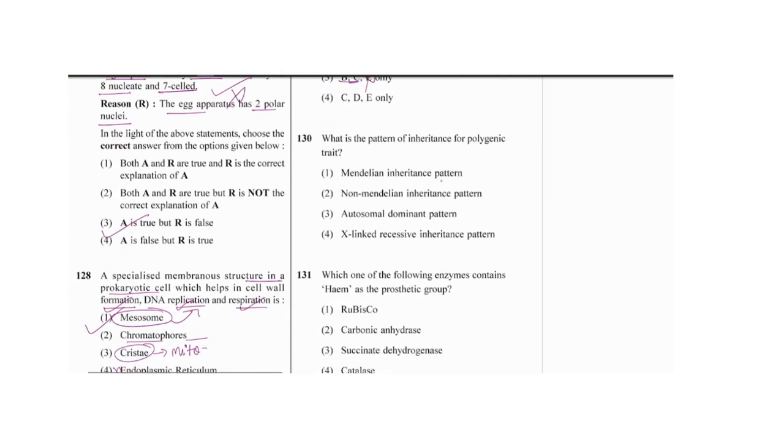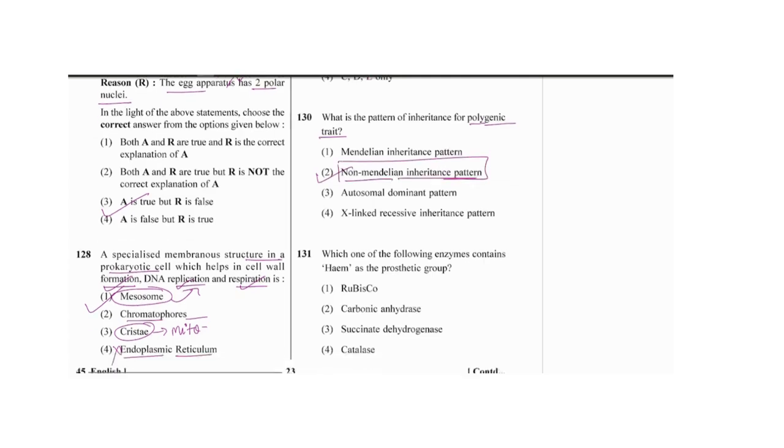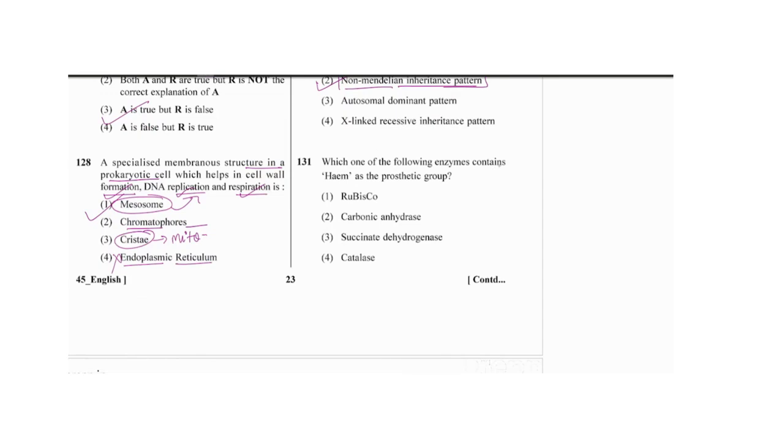And what is the pattern of inheritance of polygenic traits? Polygenic means more than one gene is expressing here. So that is all because of the non-Mendelian inheritance pattern in genetics we have seen. Then which of the following enzymes contain heme as the prosthetic group? Catalase. Succinic dehydrogenase is in the mitochondria, having the electron transport chain, the second part of the electron transport chain. That is because of succinic dehydrogenase, and it is also the example of a competitive inhibitor.